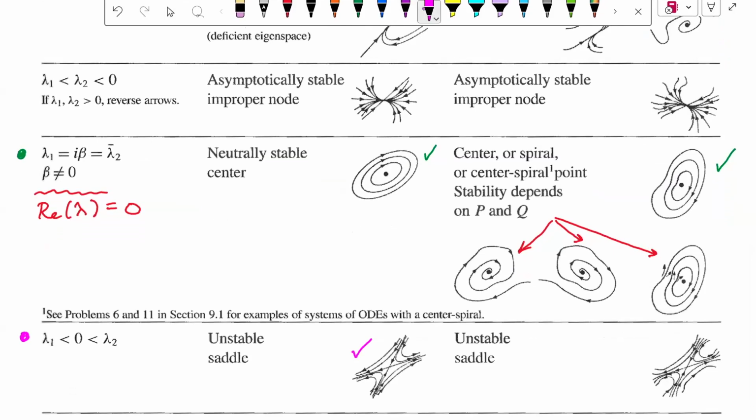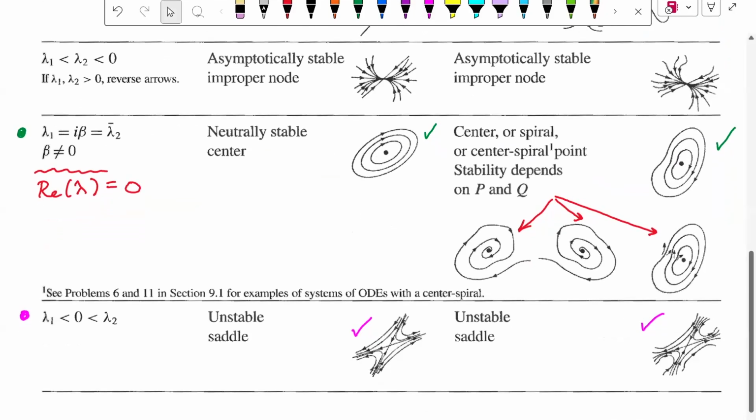Finally, in the case of a saddle point, we can be assured that a saddle point in the linearized system is a saddle point in the nonlinear system.